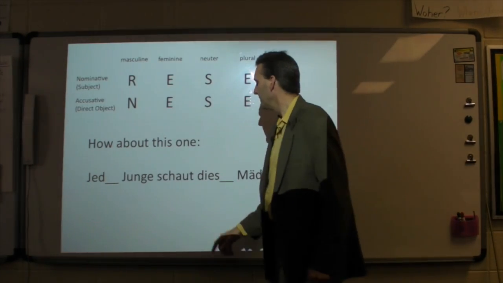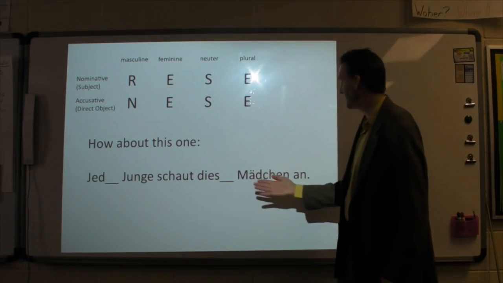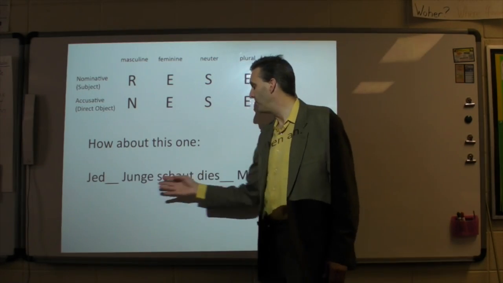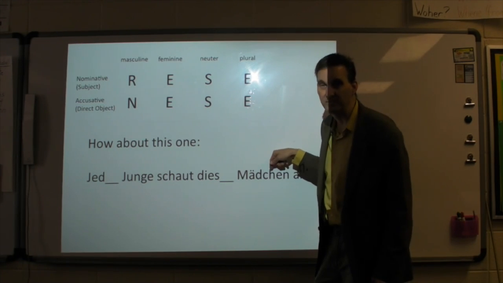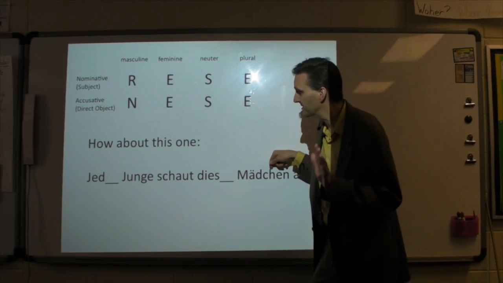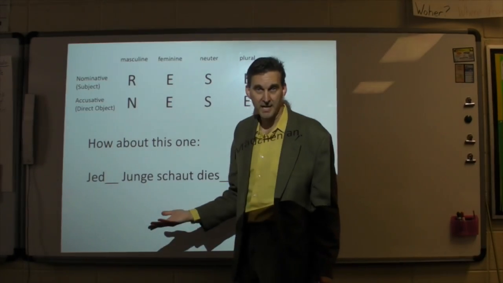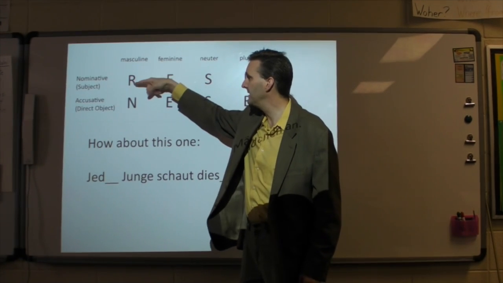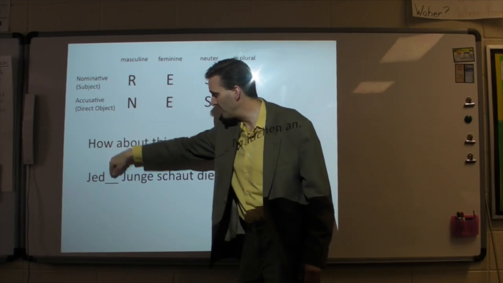Continuing. Okay. Junge, again, is every boy looks at this girl, is what I want to say. So, every boy looks at this girl. Technically, this could also be plural. I'm not going to go there right now. Let's just go with every boy looks at this girl. Now, what's the subject? Subject is boy, okay? Boy is masculine and is the subject, which is R. So I'm going to need that R right there.